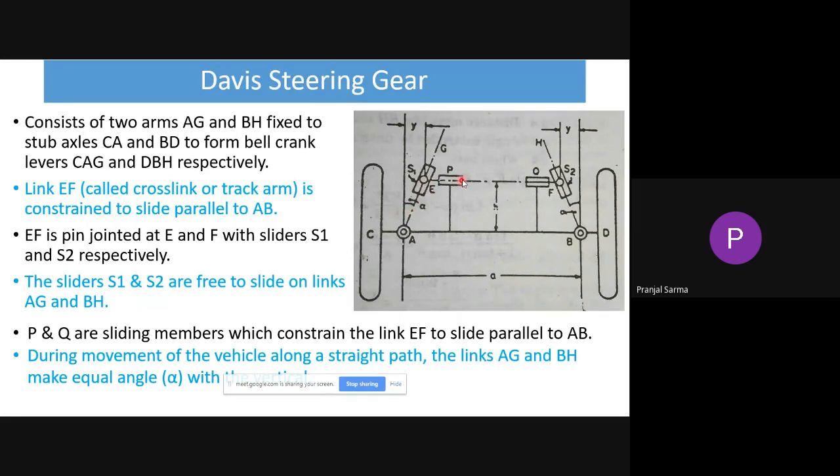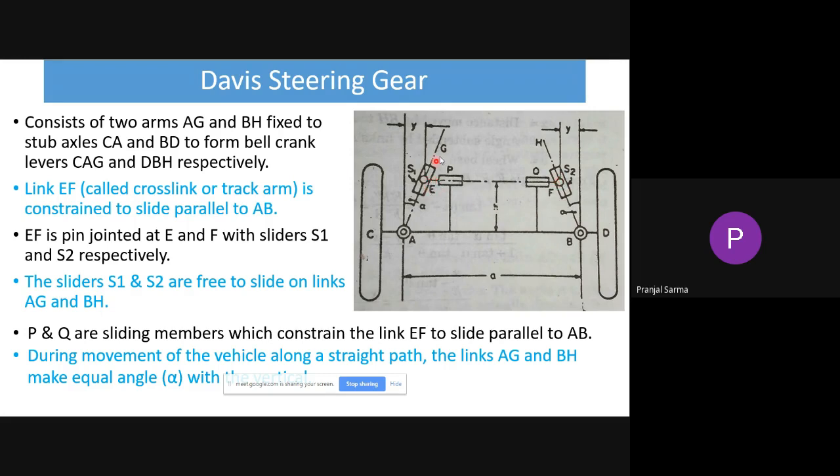Here we have one link, that is EF. It is known as the cross link, also known as the tracker, and it is constrained to slide parallel to AB. I will be giving some guides here so that it can only slide along this direction. It cannot go in a different direction because we will be providing guides. EF is pin jointed at these two positions, E and F, with slider S1 and slider S2 respectively.